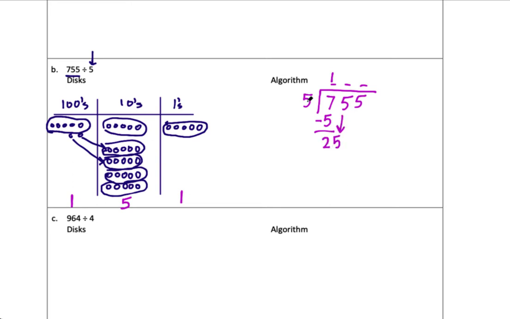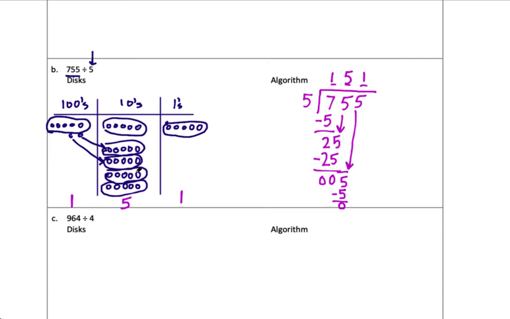Now the problem is 25 divided by 5. 25 divided by 5 is 5. I put that in the tens place, and I multiply. 5 times 5 is 25. I subtract. I get 0. Then I bring down my last digit here, which is a 5. This is 5 divided by 5. 5 divided by 5 is 1. I put that above in the ones column. 1 times 5 is 5. I subtract and I get no remainder. 151, 151. Same answer, shown two different ways.